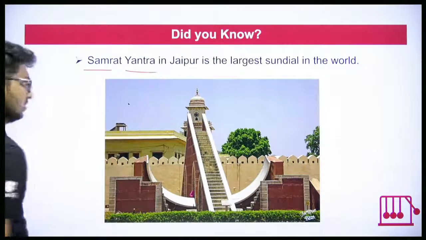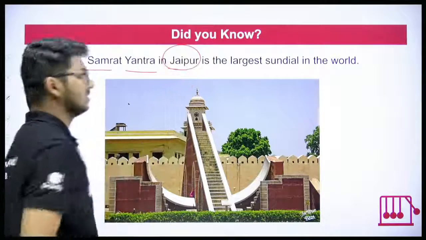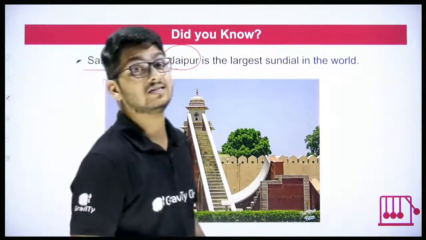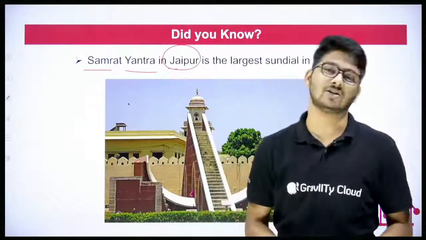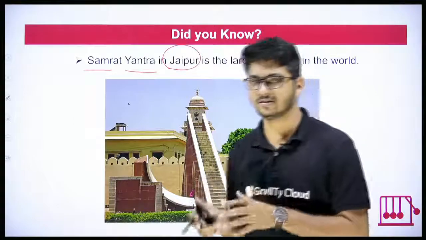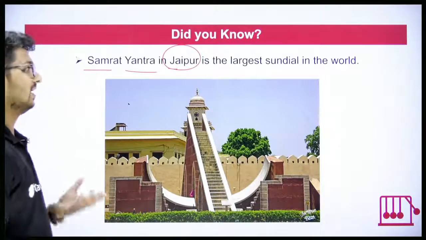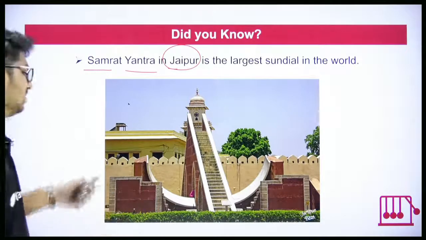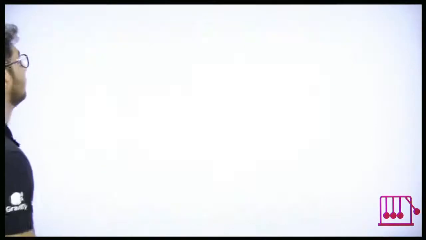Then again, there's an interesting fact here. Samrat Yantra. Samrat Yantra in Jaipur. Jaipur is in Rajasthan. The Samrat Yantra in Jaipur is the largest sundial in the world. So if you have a chance to visit Jaipur, please do visit this. And please do appreciate the construction. It is the largest sundial in the world. Good? You can see the image here, but please do visit Jaipur. It's a very interesting, very beautiful city.